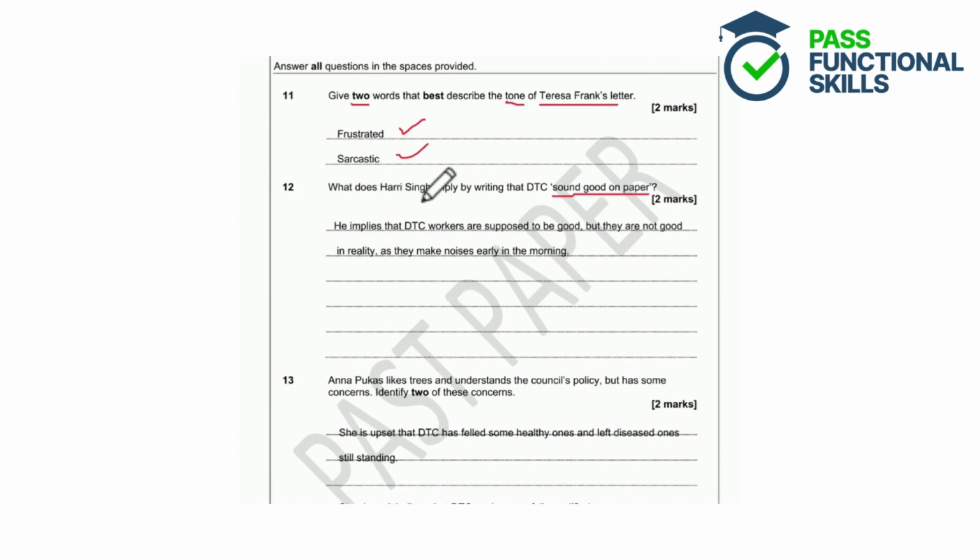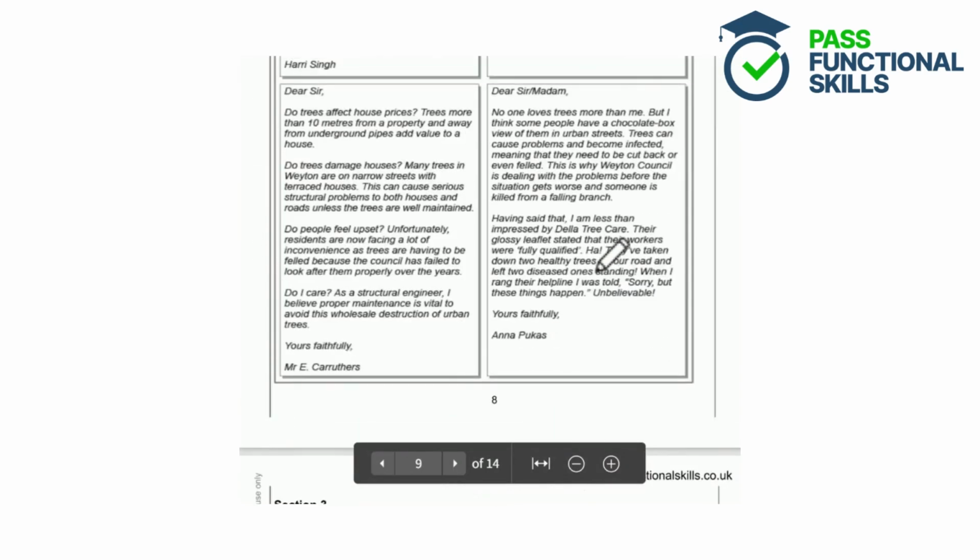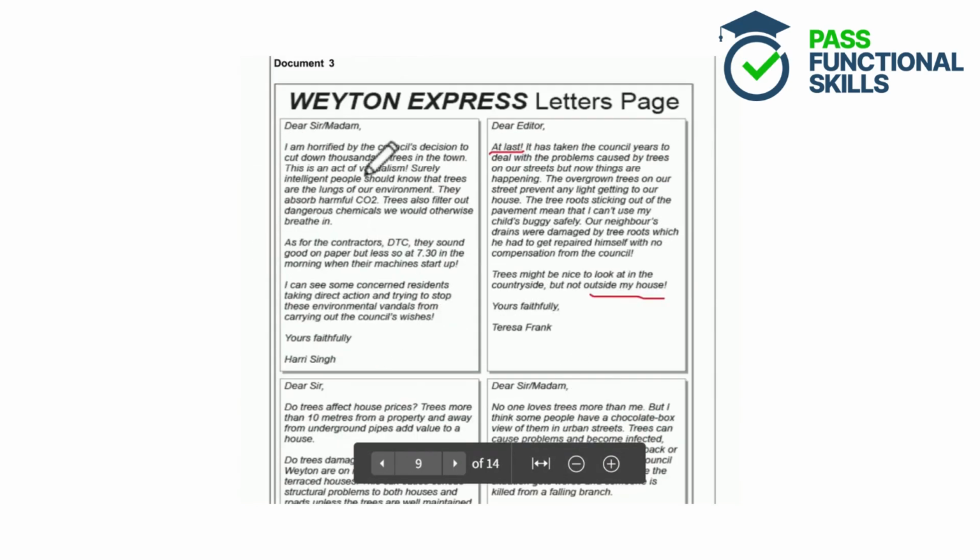Question 12, what does Harry Singh imply by writing that DTC sound good on paper? So we're looking for the implications. What does he imply by this phrase? What is the underlying meaning? He's not literally saying it, it's a commonly used phrase. The answer here is that he implies DTC workers are supposed to be good, but they're not in reality, as they make noises early in the morning. So we can see that in the text. We can see Harry Singh's letter here.